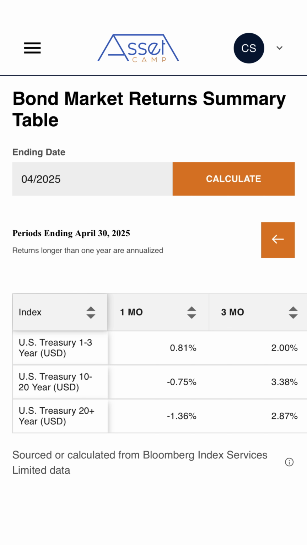We're working on our monthly investment strategy commentary for Asset Camp, and we just got a fresh batch of data, and here's what stood out regarding the bond market. Here's the monthly return of 1 to 3 year Treasury bonds versus longer term 20+ Treasury bonds. Notice in April, longer term Treasury bonds fell while shorter term Treasury bonds had a positive return.